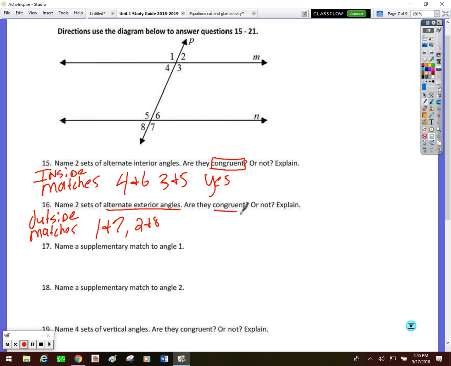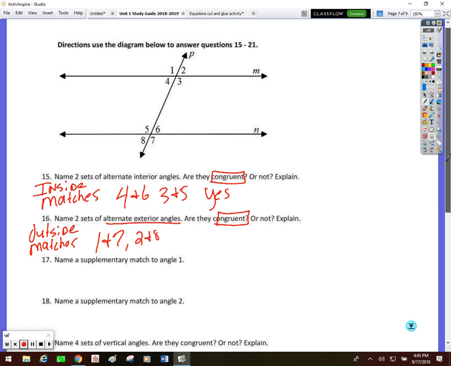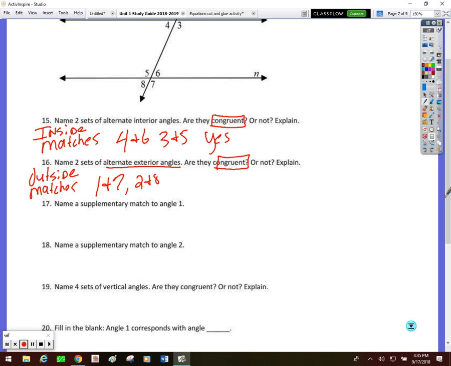And by the same rule, yes, they are congruent, and the reason is that parallel lines cut by a transversal produce alternate exterior angles that are congruent. That's just the theorem of alternate exterior angles. Okay, supplementary match to angle 1. Remember, supplementaries have to equal 180 degrees. But also remember, for this part, we're talking about one obtuse plus one acute, right?